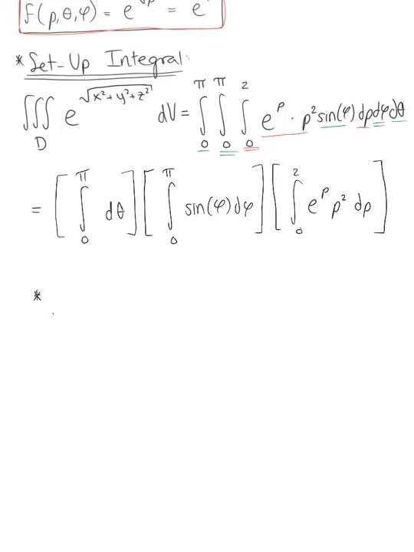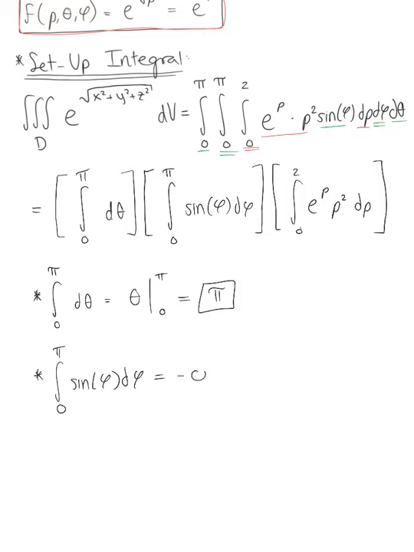So our first integral with respect to theta, I have 0 to pi d theta. This integrates to theta from 0 to pi, and we are left with a beautiful final answer of pi. Next, we are integrating with respect to phi. I have the integral from 0 to pi of sine of phi d phi, which integrates to minus cosine of phi, which we're evaluating from 0 to pi. So I'll keep the negative on the outside, I have minus cosine of pi minus cosine of 0.